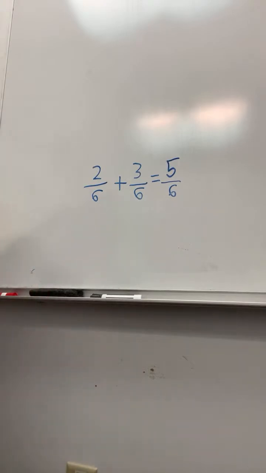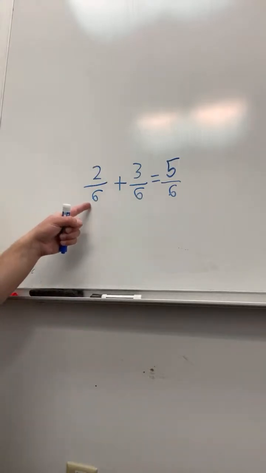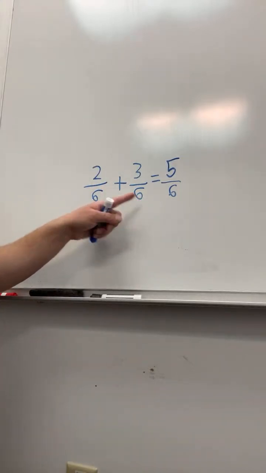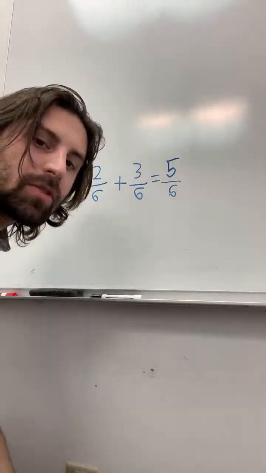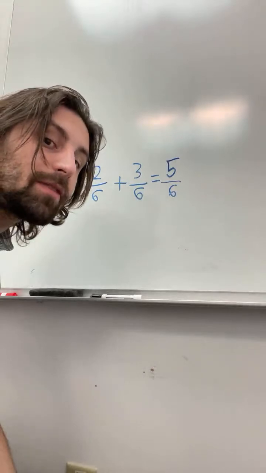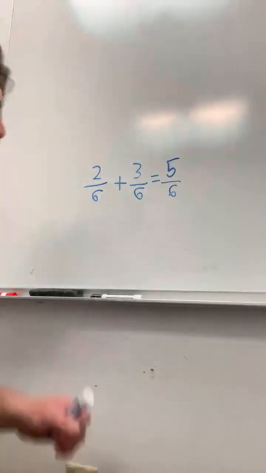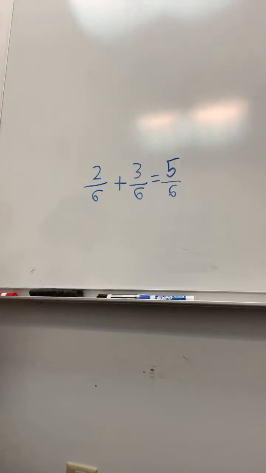So again, we added the numerators. 2 plus 3 equals 5. And since the denominator in 2/6 and the denominator in 3/6 is 6, we just keep that denominator the same. So it's just like adding whole numbers, only difference is whatever the denominator is, whatever the bottom number is, you keep it the same. All right.